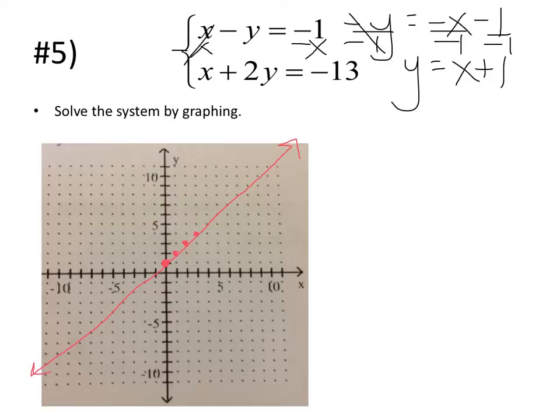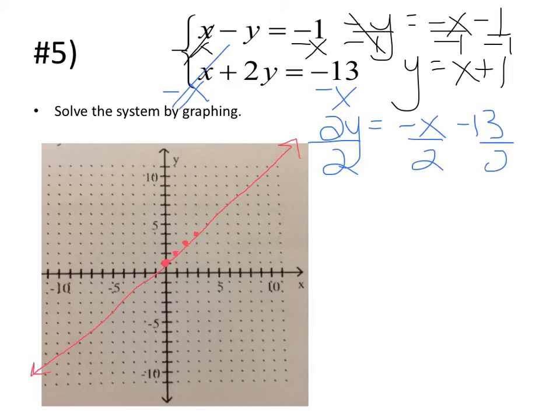Okay. And then here, I'm going to subtract x from both sides, giving me 2y is equal to negative x minus 13. Then I'm going to divide everything by 2. Which gives me y equals negative 1/2 x minus 13 over 2. Okay, so on this one, your y-intercept is negative 13 over 2, which is negative a little over 6, 6.5. So that's right here.